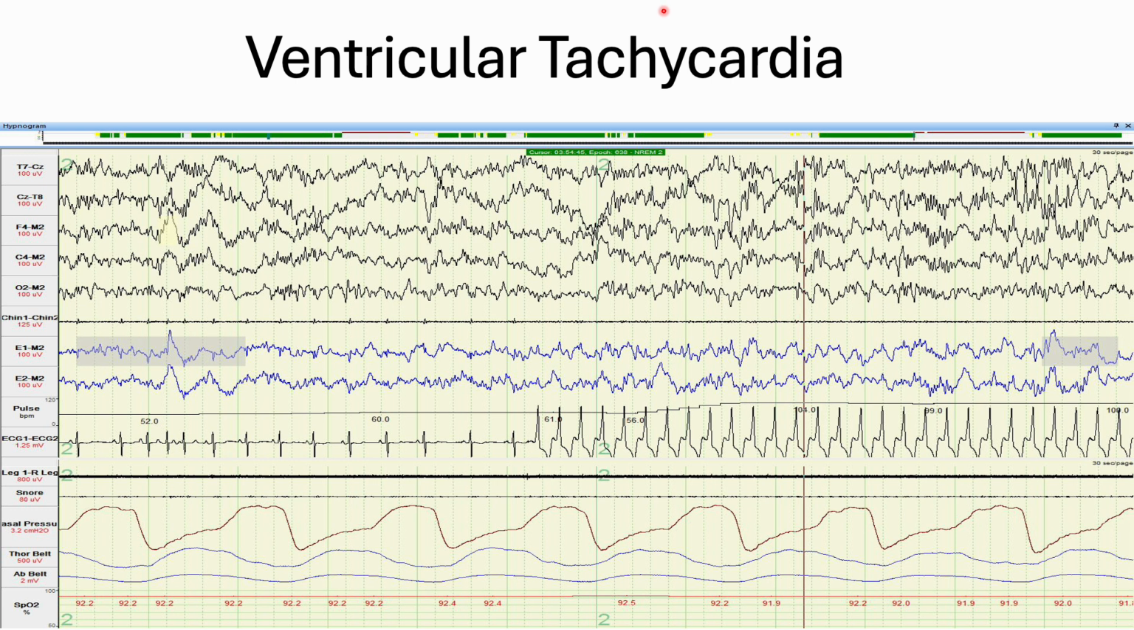There are other arrhythmias, but this covers what you'll mainly see. But this is ventricular tachycardia. If you see this, you better pay attention. All right, so if you know the basics, you'll be fine.